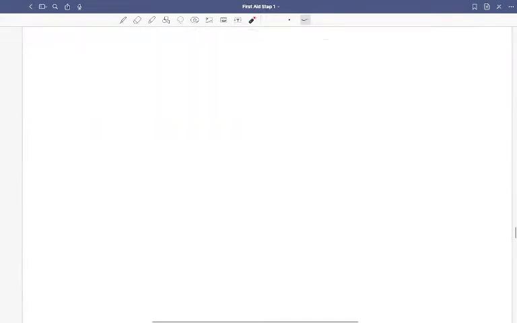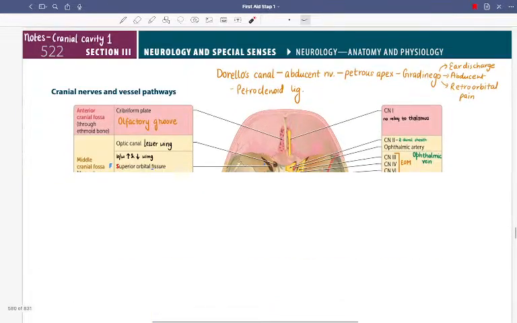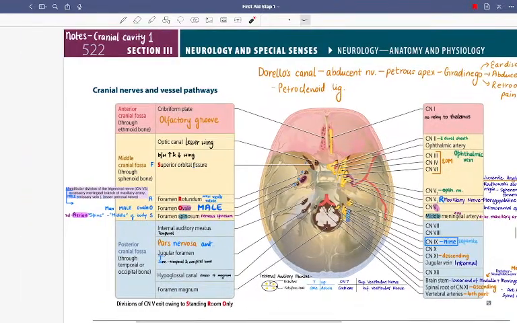Let's go to the next one. Okay, so cranial nerve foramen.